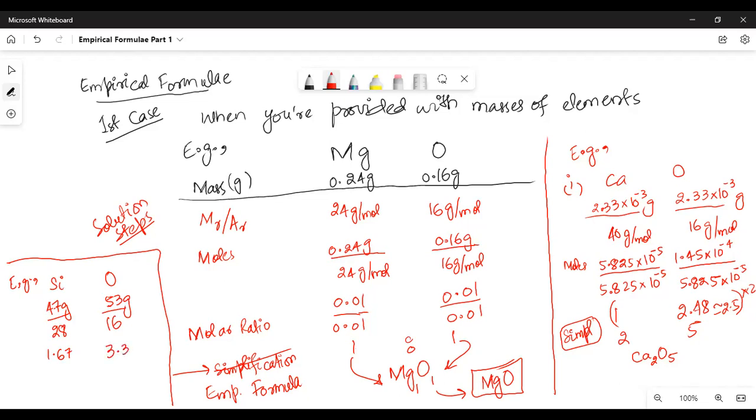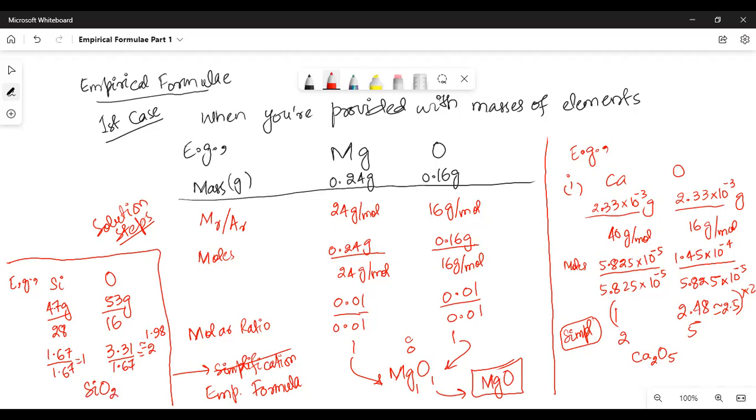3.3. 3.31. Okay, so if you divide both of them by 1.67, the answer comes out to be 1 for the first, and this comes out to be basically 1.98, so we will round it. Yeah, this is 1.98, which is rounded off to 2. So this becomes SiO2. How come it's Si2O5?